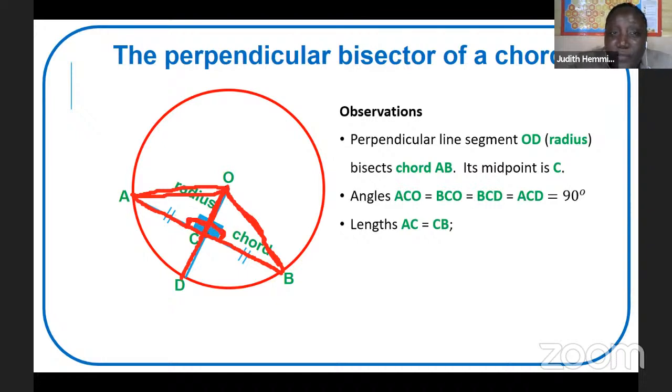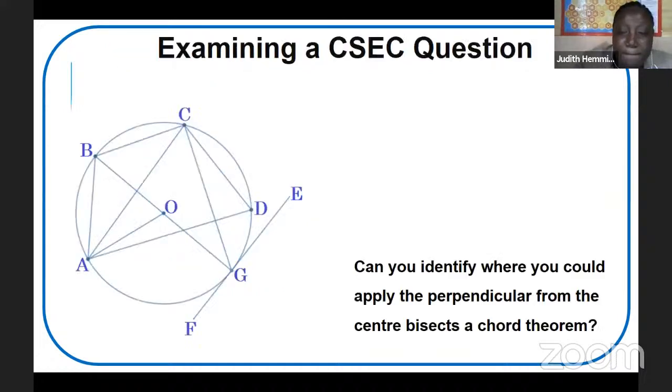So it's important for you to remember, even if these two lengths are not drawn, if you have this case where you can form an isosceles triangle and you have a radius bisecting the chord, then it's going to form two right angles and these two lengths are going to be equal. All right, so let's clear my screen and then see if we can attempt a question that brings out this theorem.